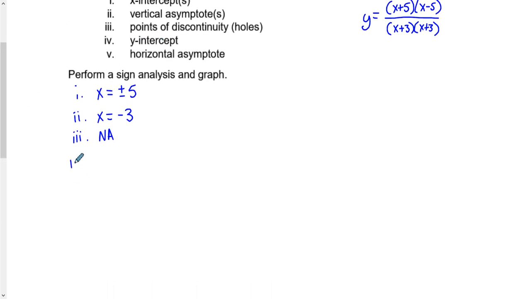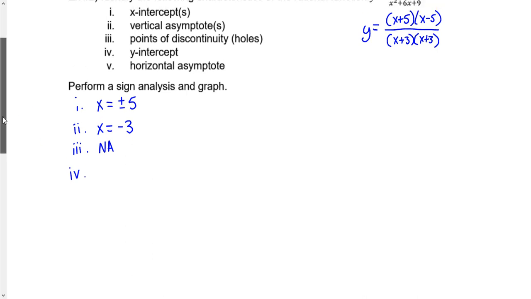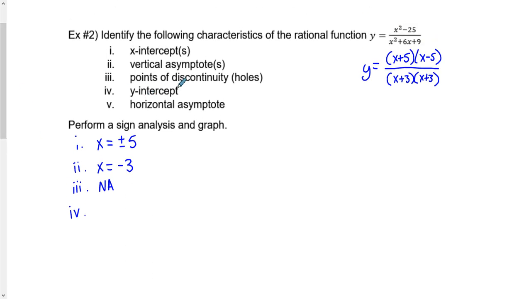Our y-intercept. This one can be tricky, especially with our factored form, but our y-intercept always occurs when all of our x's equal 0. So if we were to plug 0 into here, well, that's 0 squared, subtract 25 will be a negative 25. And our denominator here, 0 squared, add 6 times 0, well, that's all still 0. Add 9 is 9. I'm just going to convert this into a mixed fraction because it's easier to be able to graph it nicely. Of course, I know from here now, that would be negative 2.7 repeated.